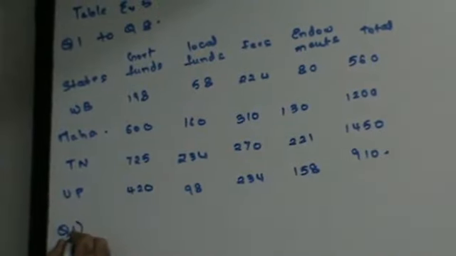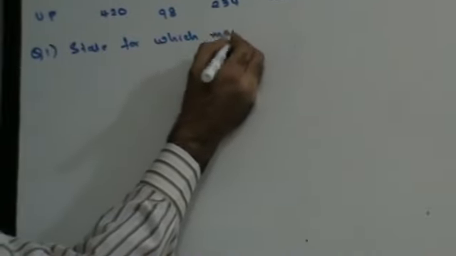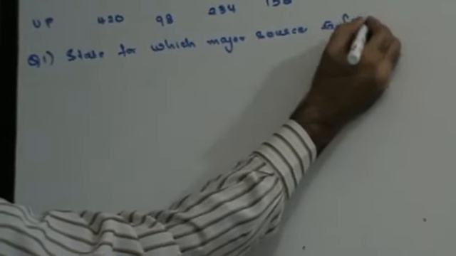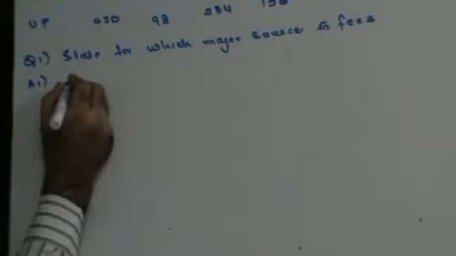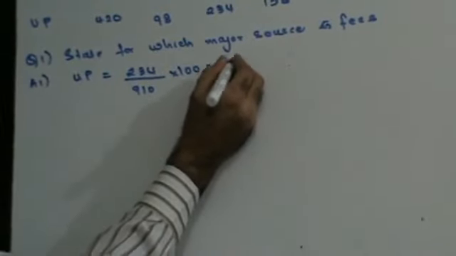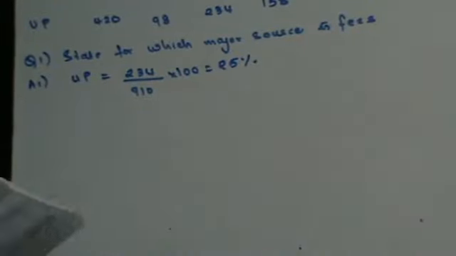Question 1. The state for which the major source is fees. Okay, let's see this. Now suppose I consider Uttar Pradesh. In Uttar Pradesh, fees is 234, total collection is 910 into 100, so that's 25%, right? So 25% of the collection is fees in Uttar Pradesh.